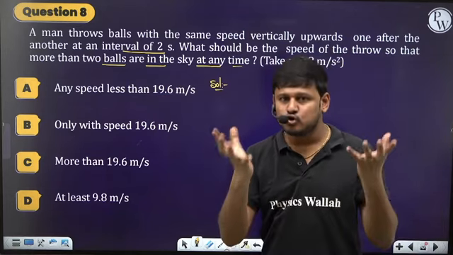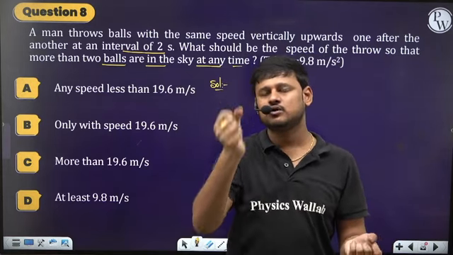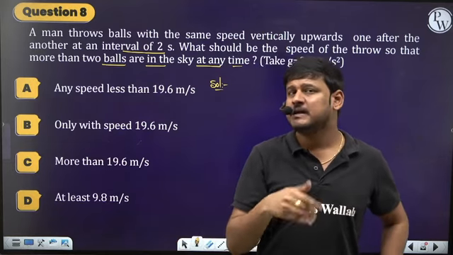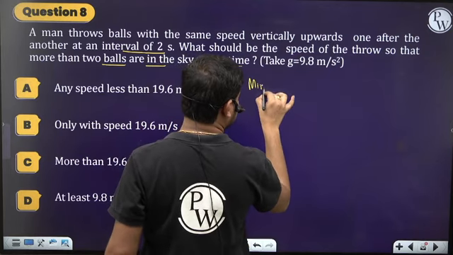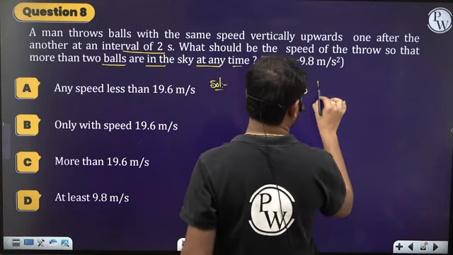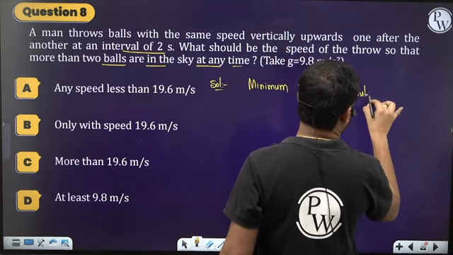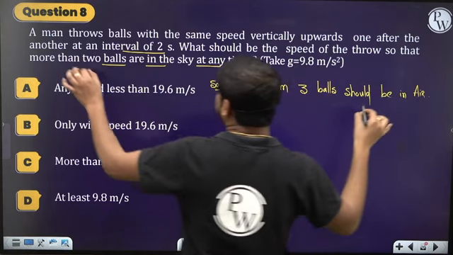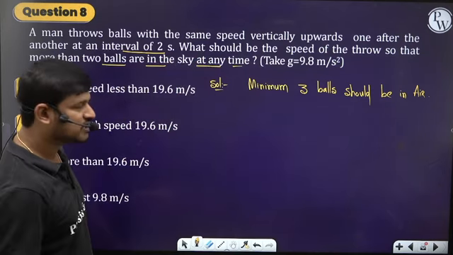So more than 2 balls. First ball is thrown, then after 2 seconds the second ball is thrown, and then after 2 seconds the third ball is thrown. More than 2 balls means a minimum of 3 balls should be in the air. The first thing you should understand is that a minimum of 3 balls should be in the air, because they said more than 2 balls are in the sky at any time. So what should be the speed? That's what they are asking.